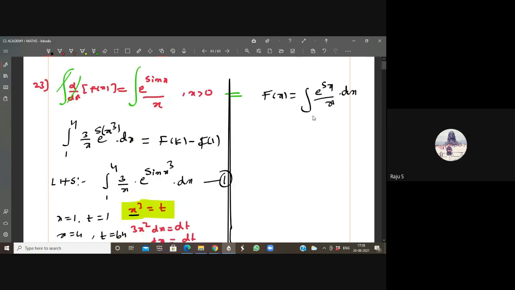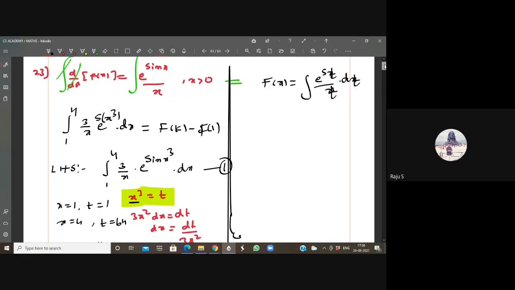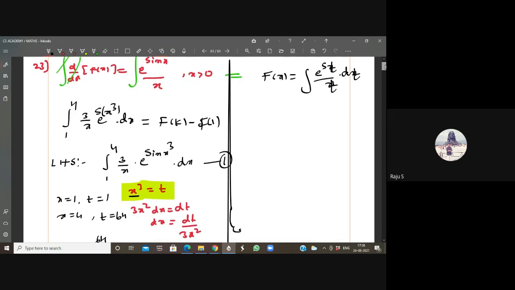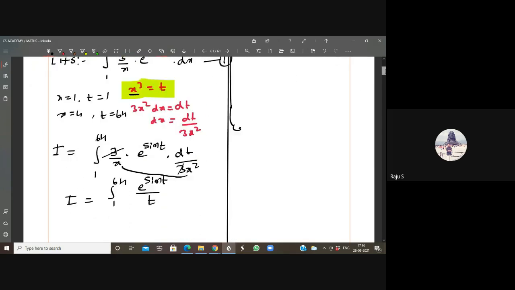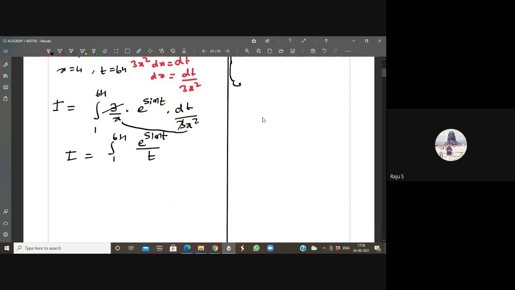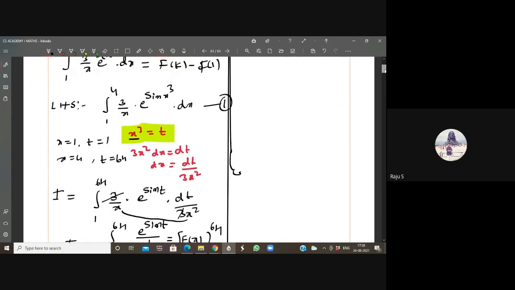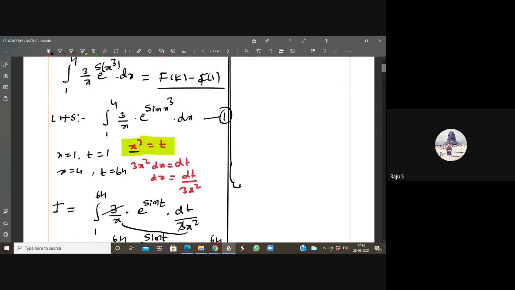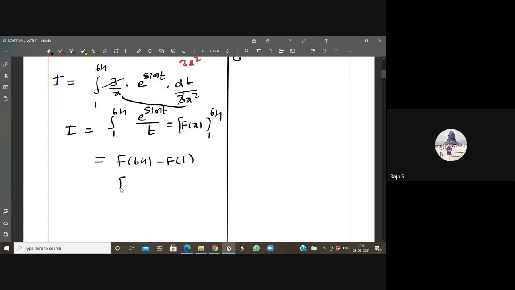What is the integral of e power sin t, when I take t in place of x? We may take the variable, you can change it, no problem. That value is capital F of x. Shall I write this is equal to capital F of x, with limits 1 to 64? Now apply the upper limit: F of 64 minus F of 1. Comparing this with F of k minus F of 1, what is the k value?